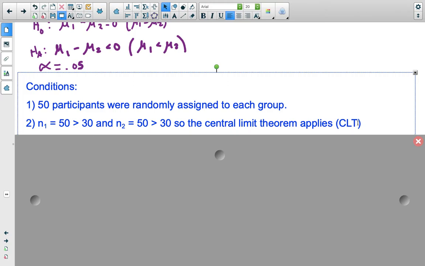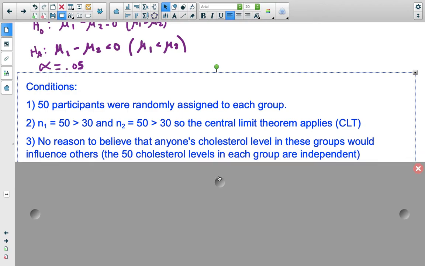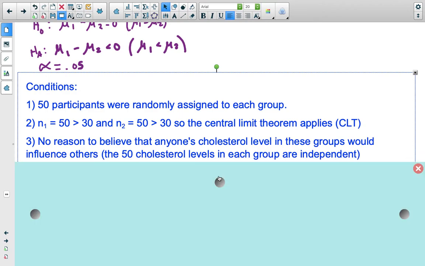We don't know if the populations of cholesterol levels are normal, so we start here and think, okay, we're good. The sample size is at least 30, so we have the central limit theorem, and we can use a normal distribution, or in this case a t-distribution, which resembles the normal distribution. Number 3: we have no reason to believe that anyone's cholesterol level in these groups would influence others. The 50 cholesterol levels in each group are independent.